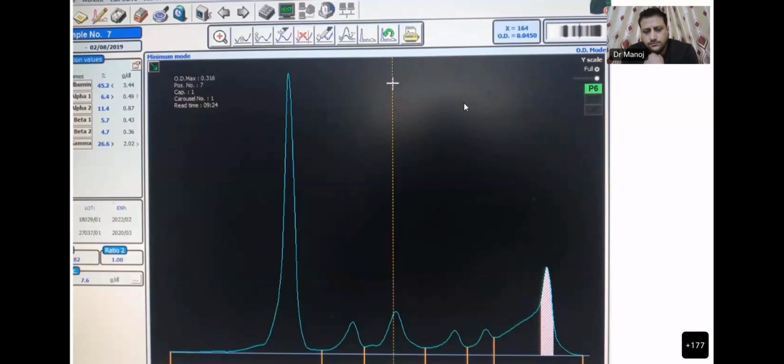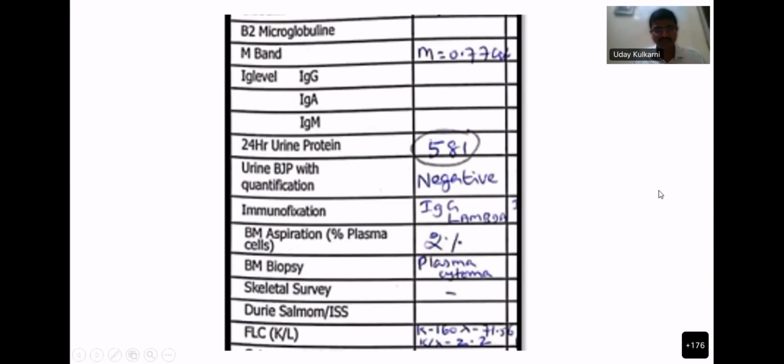Anyone wants to take that question? What is it showing? Sir, M spike. The monoclonal protein, right? Anybody, interpretation of this graph? What is this graph showing? Sir, IgG and lambda. Yes, so there is an IgG lambda on the immunofixation.